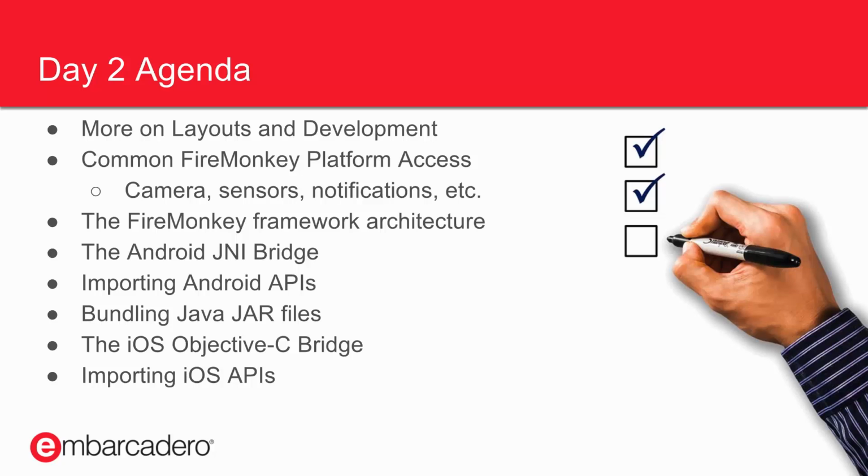Then we're going to go into some of the common FireMonkey platform access components for camera, sensors, etc. Then the FireMonkey framework architecture, as far as how the framework is architected. And then jump into the Android JNI Bridge, including how to import your own Android APIs and bundling third-party Java jar files into your application. Then we'll talk about the iOS Objective-C bridge and how to import iOS APIs.